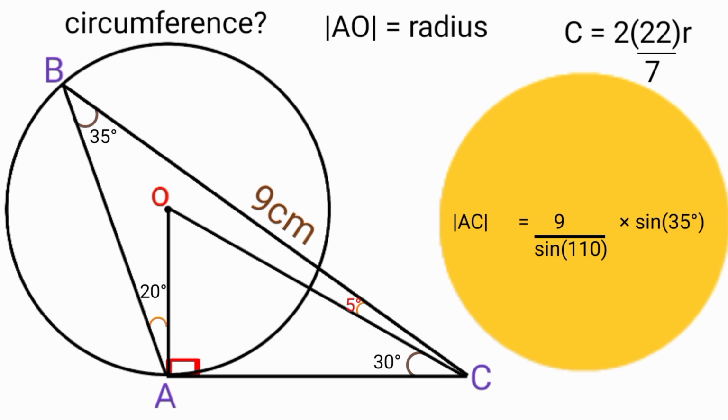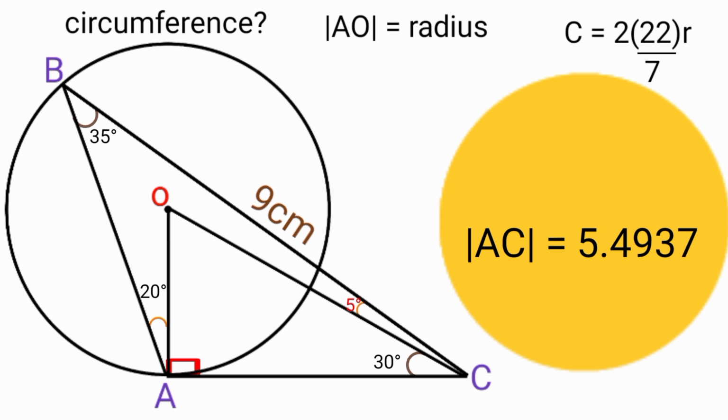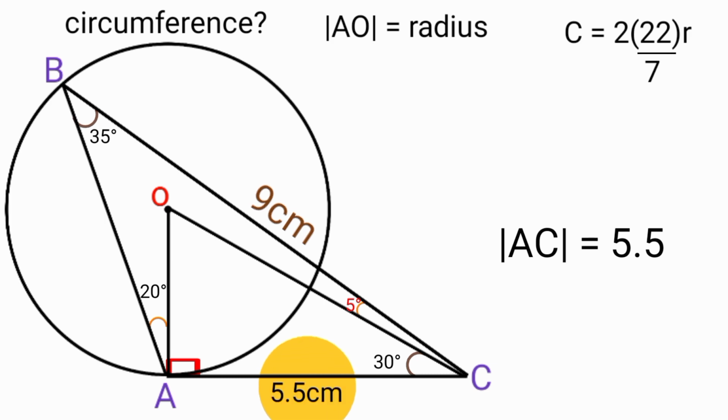Sine 110 equal to 0.9397 and sine 35 equal to 0.5736. So line AC equal to 9 over 0.9397 all multiplied by 0.5736, which equals 5.4937. 5.4937 is approximately equal to 5.5. So line AC now here equals 5.5 centimeters.